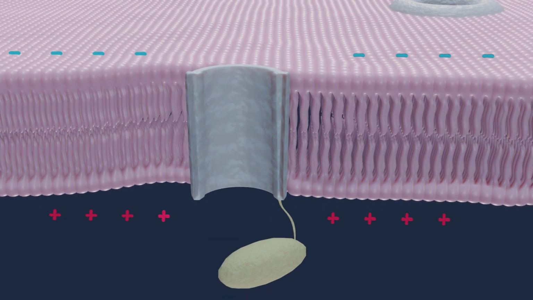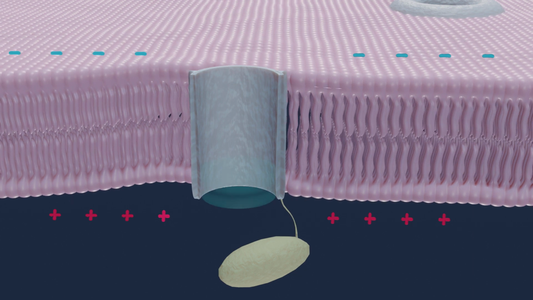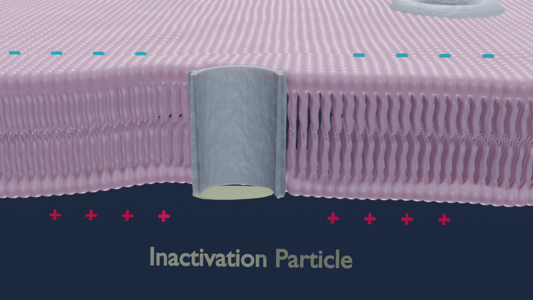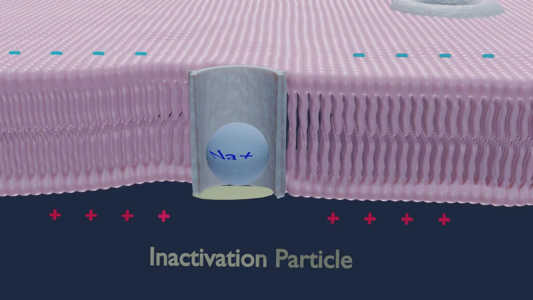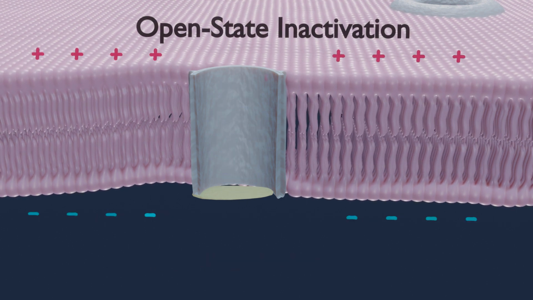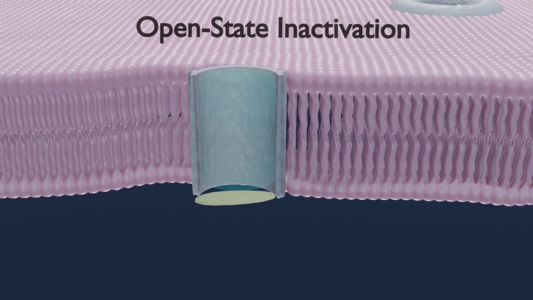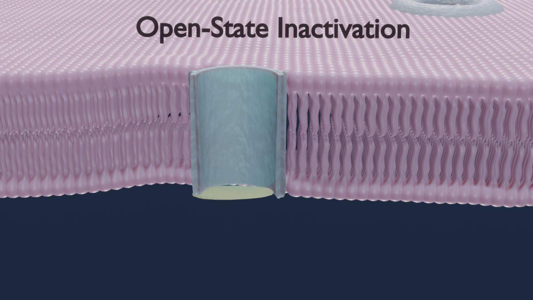But as the pore dilates further with time, the inactivation gate now becomes wide enough to be occupied by the inactivation particle, thus blocking ion flow. This is called open-state inactivation, as the activation gate was still open when the inactivation gate closed.